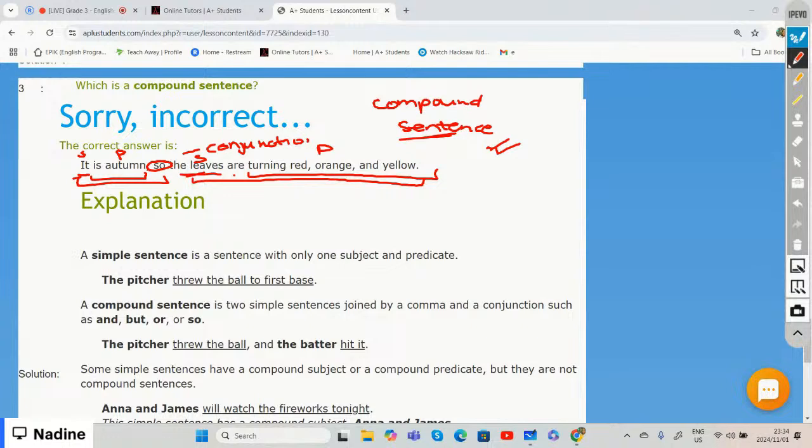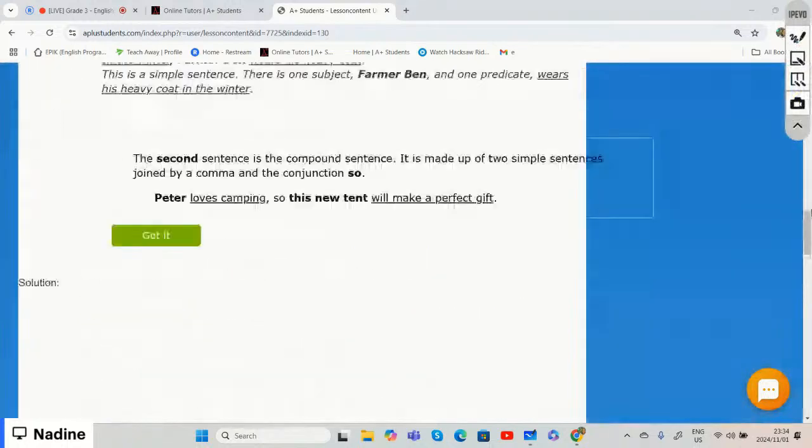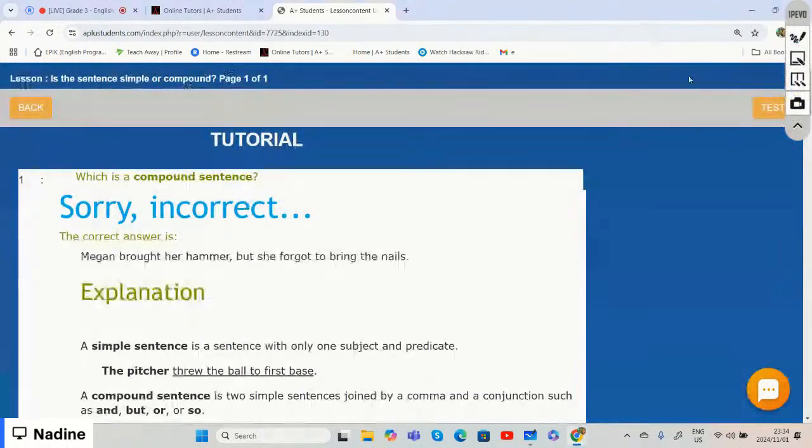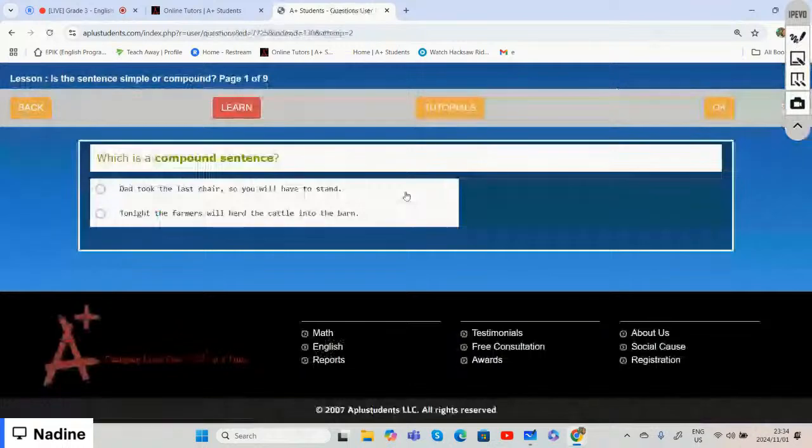All right. So now we're going to our test, where we need to say is it a simple sentence or a compound sentence? Yes, well done. That was a compound sentence because it has a conjunction. Well done. All right, let's look at this sentence. It says, which is a compound sentence? So we need to say which is a compound sentence.